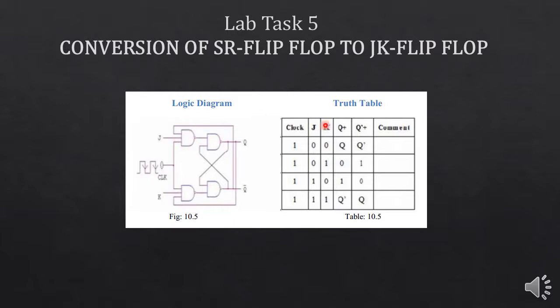So here you can say J is set and K is the reset. When J and K both are equal to 0, it will retain its previous state. When J equals 0 and K equals 1, it will reset the state. Output will be equal to 0 and Q bar will be equal to 1. Similarly, when J equals 1 and K equals 0, it will set the state and output will be equal to 1 and Q bar will be equal to 0. And when both inputs are high, when J equals 1 and K equals 1, we will have the complement of the output.